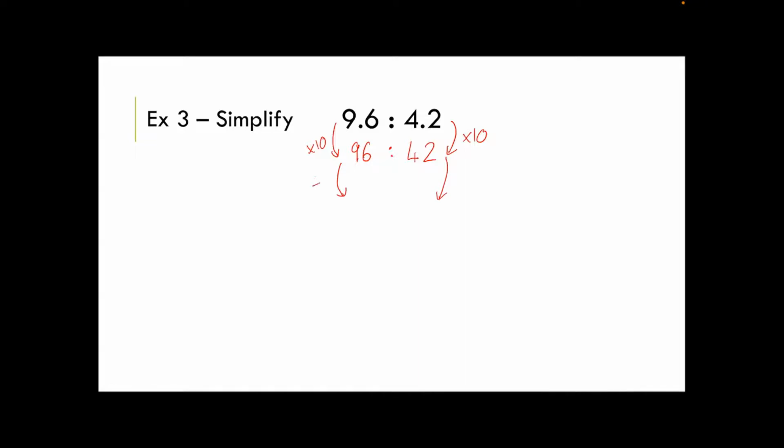I'm going to try dividing by 6. So 42 is made up of 7 6s. 6 goes into 9 once, carry the 3, and 6 goes into 36 6 times. So I've got 16 to 7 there. And that is me now properly simplified that question.